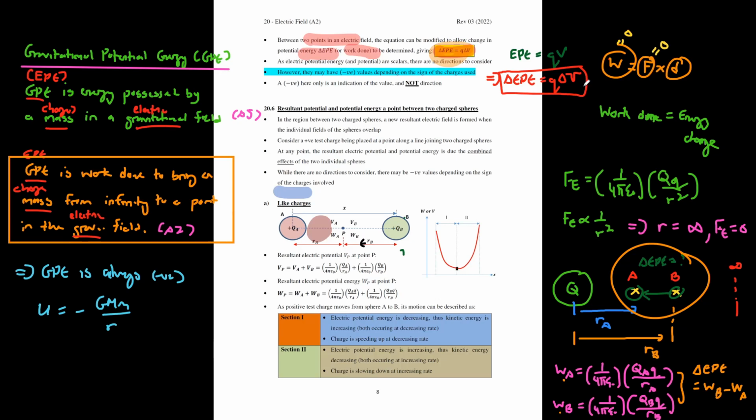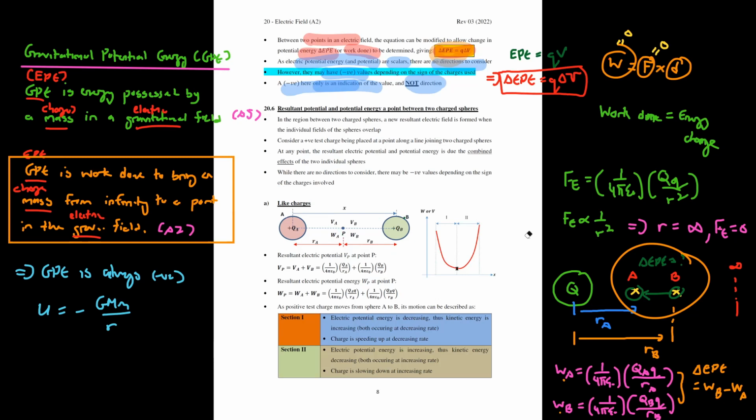Okay, right? So one thing that I should also mention before I go on to the next part is that electric potential energy and potential are actually scalars. There are no directions to consider, but nonetheless, they might have positive or negative values. All right. But just know that when you have a negative value, it's not an indication of direction, but rather an indication of the value. Okay. You will need to bear this in mind later on when you do some of the questions.